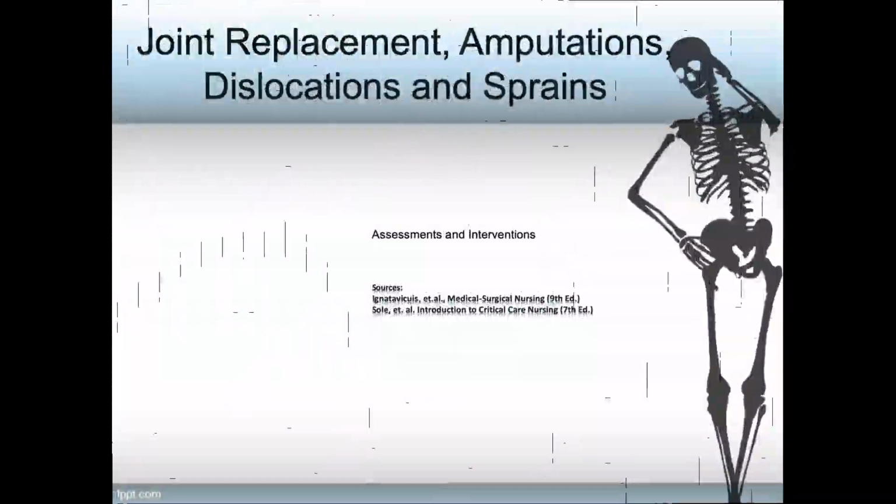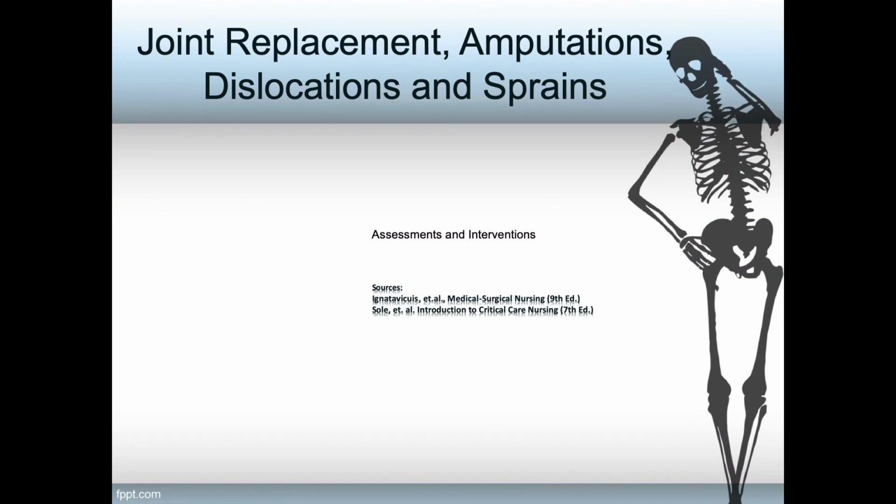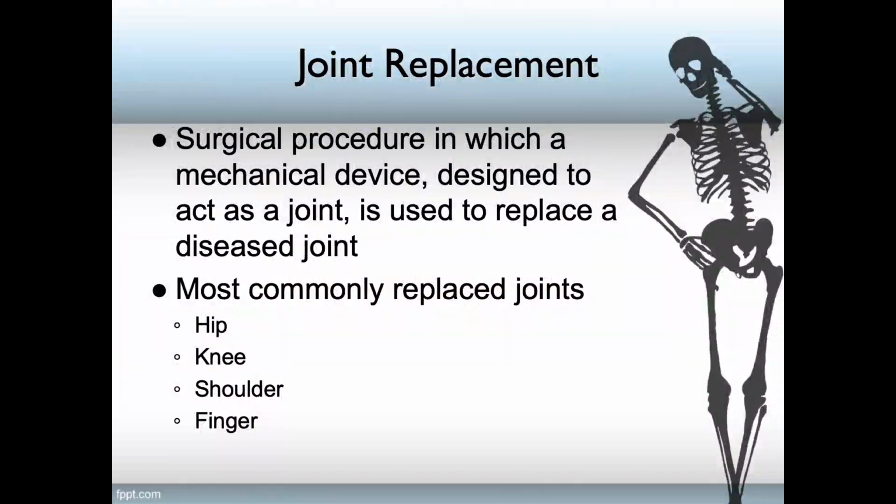And in this episode, part of the Orthopedic series, we will discuss joint replacements, amputations, dislocations, and sprains. Joint replacement is a surgical procedure in which a mechanical device, designed to act as a joint, is used to replace a diseased or damaged joint. The most commonly replaced joints are the hip, the knee, the shoulder, and fingers.